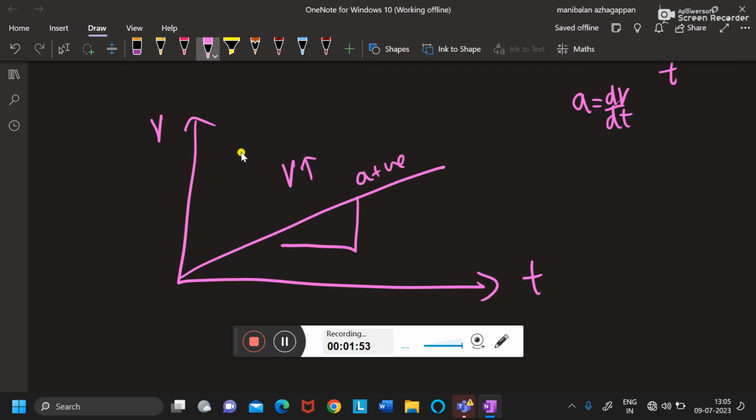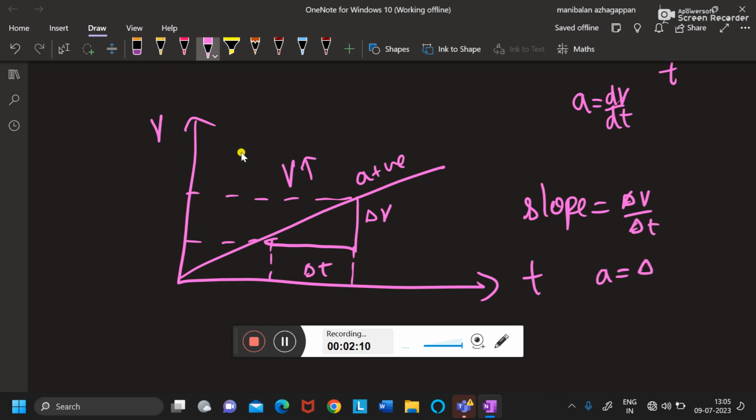If you take the slope of this graph, slope is equal to del v, this is called changing velocity, del v by del t, changing time period. So changing velocity by changing time period we can get as acceleration. Slope of this graph will give us acceleration. Okay, otherwise a is equal to dv by dt, like that also we can take it.